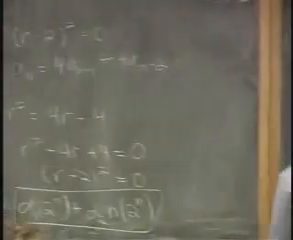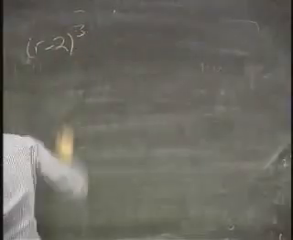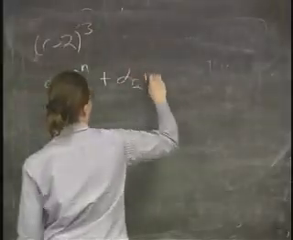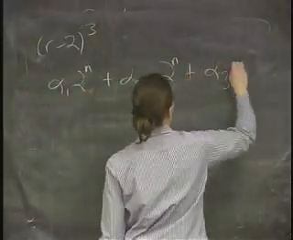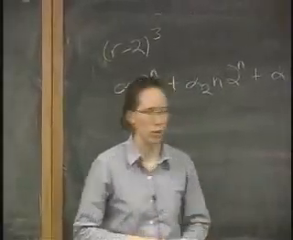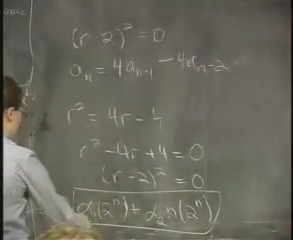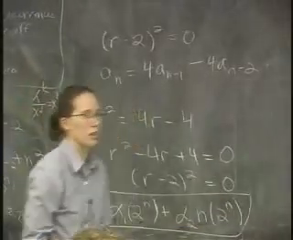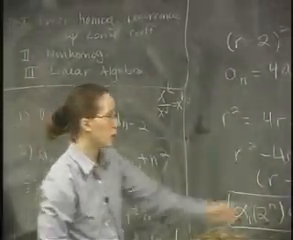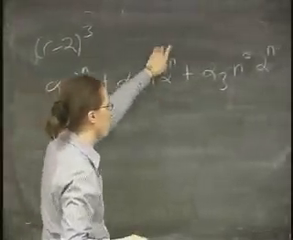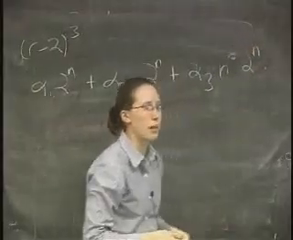Okay, so the same thing happens. If we had r minus 2 cubed, we'd end up with something like alpha 1 times 2 to the n plus alpha 2 times n times 2 to the n plus alpha 3 times n squared 2 to the n. So the rule is, if you have a repeated root, you have some constant times that root to the nth power plus another constant times n times that root to the nth power. If it were cubed, the same thing happens: a constant times 2 to some power plus a constant times n times 2 to that power plus a constant times n squared times 2 to that power.